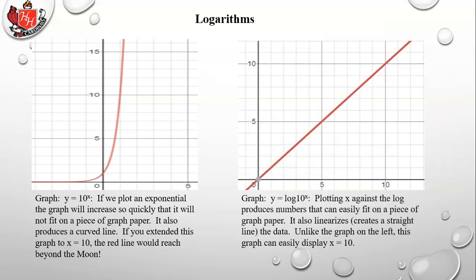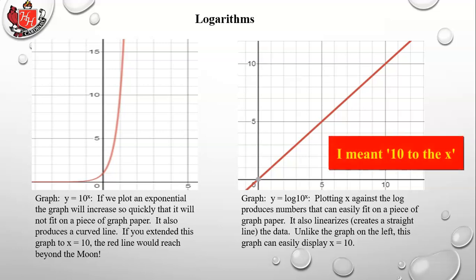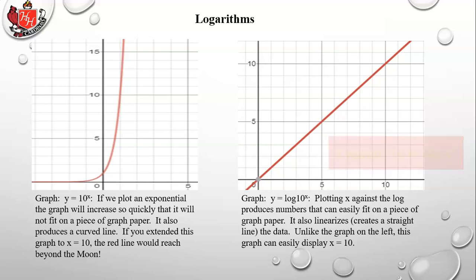But if you look over on the right, that's the graph of the function y equals log of x to the 10th. So plotting x against the log produces numbers that can easily fit on a piece of graph paper. In the last slide, remember, x went from 0 to 5, and y also went from 0 to 5, so that just produces a nice straight line. It also linearizes, creates a straight line of the data. So unlike the graph on the left, this graph can easily display x equals 10 right there.